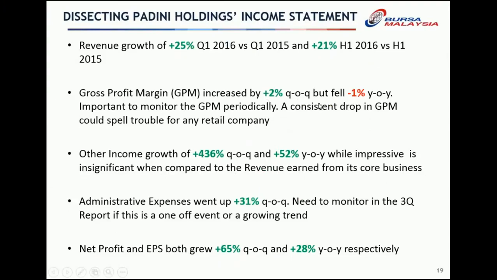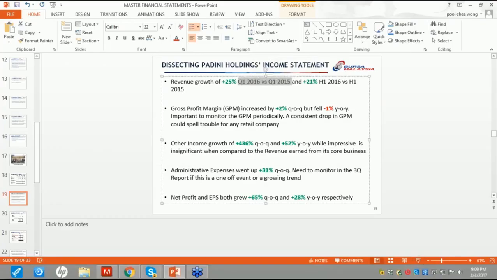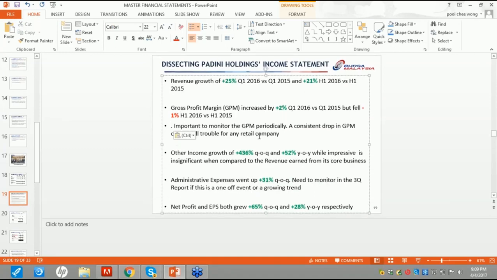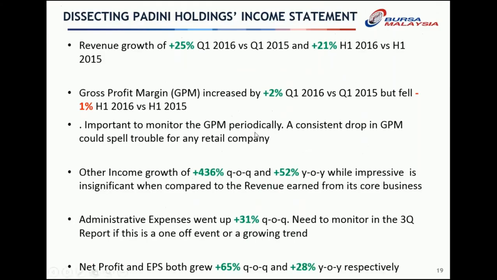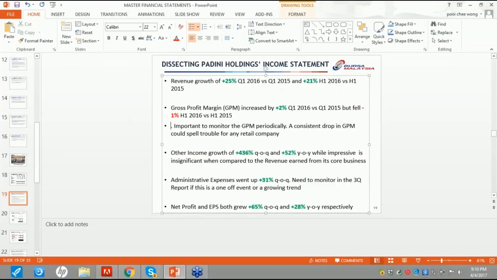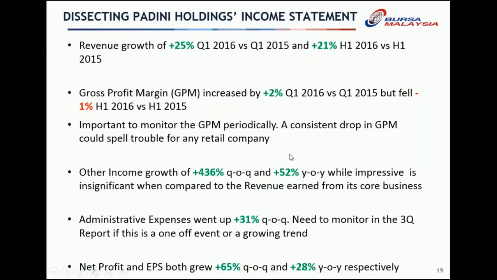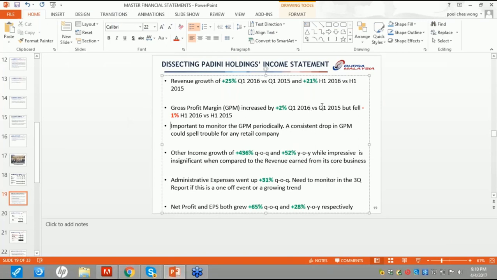Gross profit margin increased by 2%, but fell. So it is important to monitor the gross profit margin periodically. A consistent drop in gross profit margin could spell trouble for any retail company, because for most retail companies, when you look at a very large sum in terms of revenue, that particular 1 or 2% could be quite an influence on the overall profitability of a company.